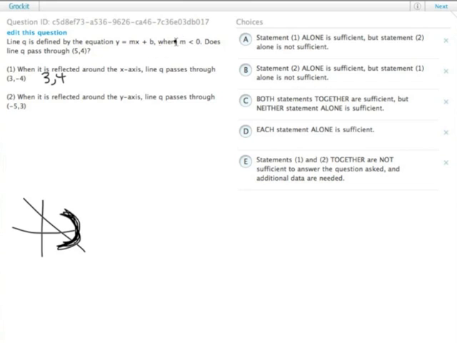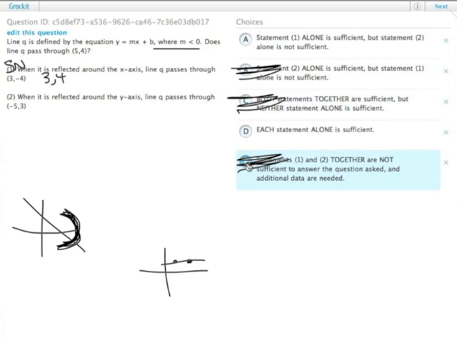On the other hand, since we're being asked whether line Q passes through the point (5, 4), if we were to draw this out, (3, 4) might be here, (5, 4) will be here. The only way it could pass through it is if it's a horizontal line, and we already know that the slope is negative, not 0. So basically this is sufficient to tell us no, it doesn't pass through point (5, 4) because it passes through (3, 4) and is not a horizontal line. So statement 1 is sufficient, and we can cross off B, C, and E.